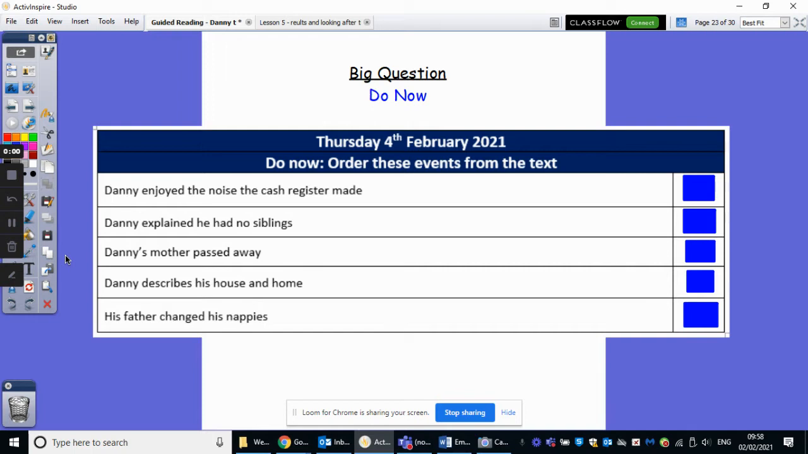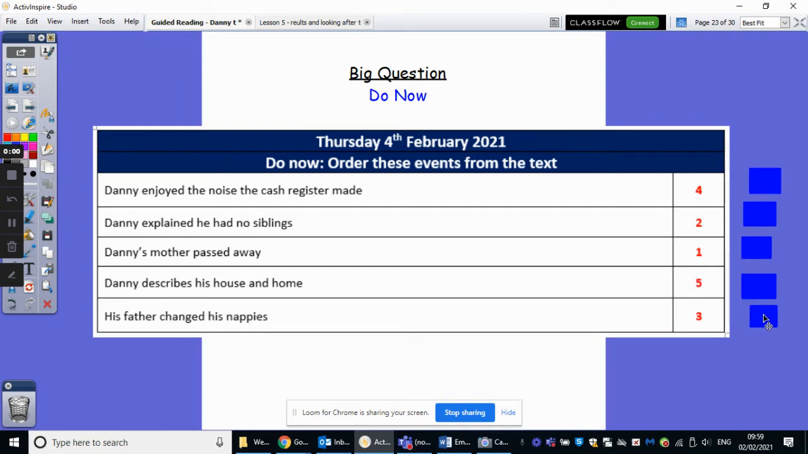So hopefully that's given you a chance to have a look at these. Grab your different coloured pen or pencil and let's have a look. So number 1, I think it's in the first sentence. Danny's mother dies, he passes away. Number 2, Danny explained he had no siblings. Third thing to happen, of course, is that his father changed his nappies. Number 4, Danny enjoyed the noise the cash register made. And then finally, Danny describes his house and home. So hopefully you managed to get all of those correct.